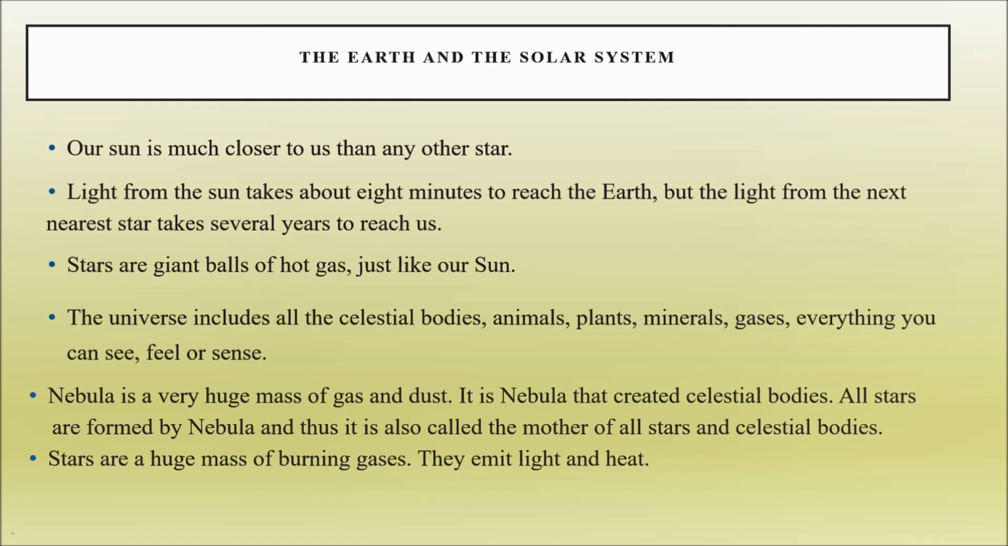We all know that our sun is much closer to us than the other star. Light from the sun takes about 8 minutes to reach the earth, but light that comes from the other nearest stars, it takes several years to reach us. Stars, what are stars? They are giant balls of hot gas just like our sun. And the universe, when we study about the universe, it includes all the celestial bodies. Celestial bodies are also called heavenly bodies. So the universe includes all the heavenly bodies, animals, plants, minerals, gases, everything that we can see, feel or sense.